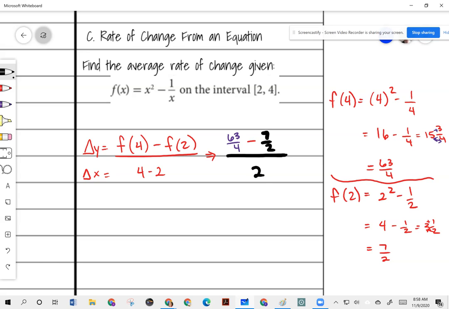Now we have a complex fraction, which we shouldn't necessarily shy away from at this point. We would want to get common denominators here. So if I were to take 63 over 4 minus, if this were to become a 4, I multiply this by 2 over 2. So it becomes 14 over 4. And so 63 minus 14 is going to give me 49 over 4.